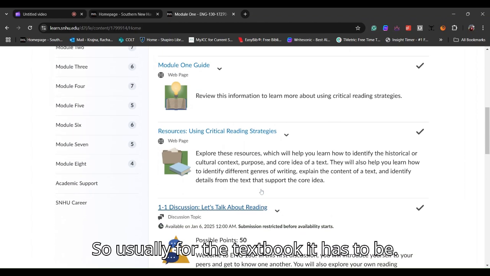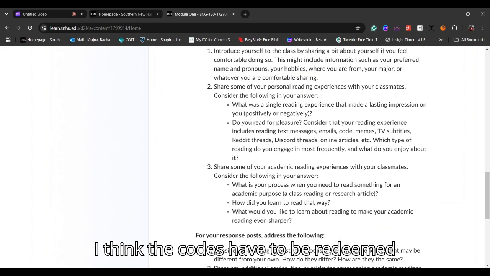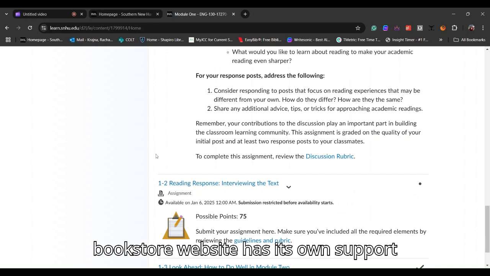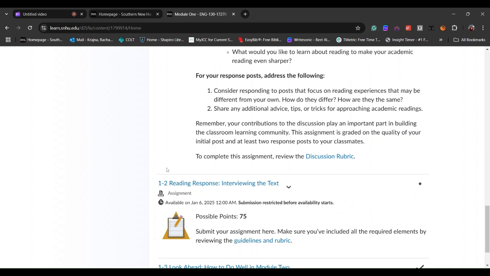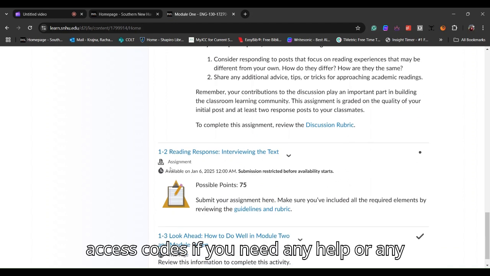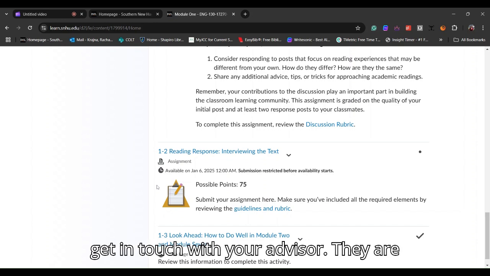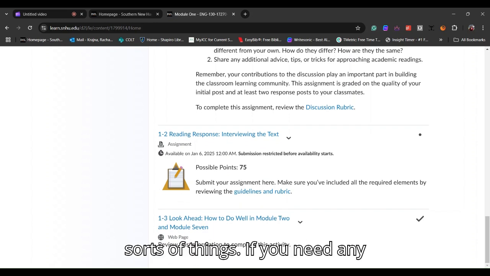So usually for the textbook, I think the codes have to be redeemed through the bookstore website. The SNHU bookstore website has its own support system. They are able to assist with access codes. If you need any help with financial aid, definitely get in touch with your advisor. They are usually your best resource for those sorts of things.